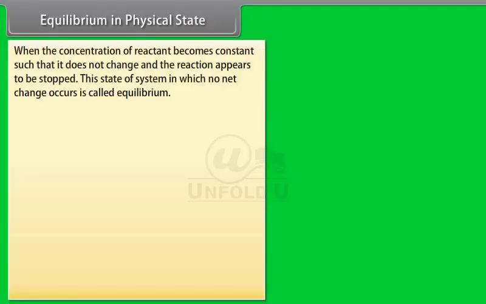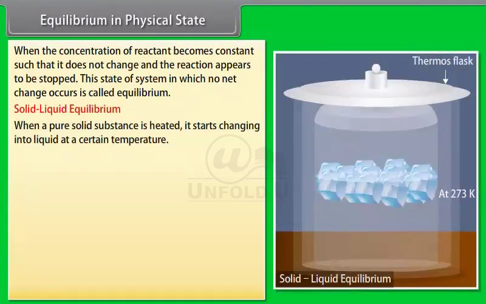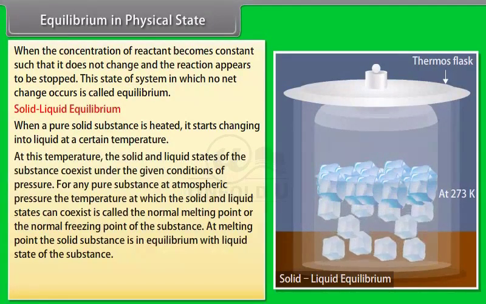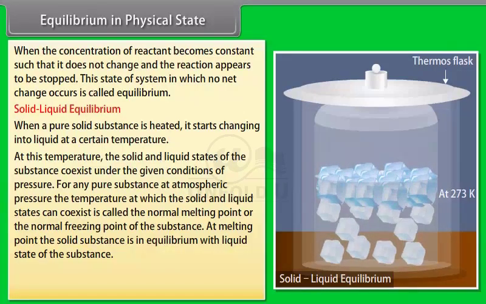Equilibrium in physical state: when the concentration of reactant becomes constant such that it does not change and the reaction appears to be stopped. The state of system in which no net change occurs is called equilibrium. Solid-liquid equilibrium: when a pure solid substance is heated, it starts changing into liquid at a certain temperature. At this temperature, the solid and liquid states of the substance coexist under the given conditions of pressure.